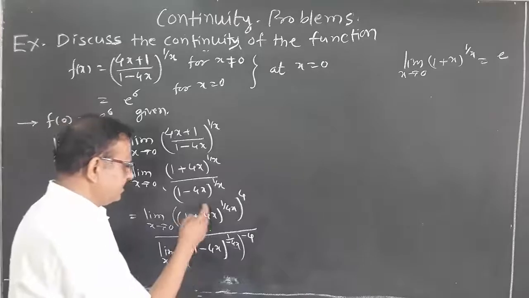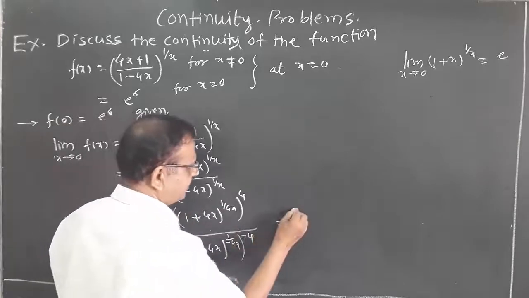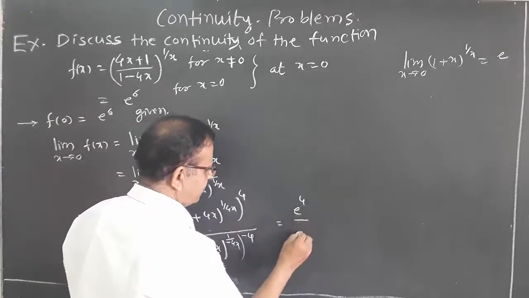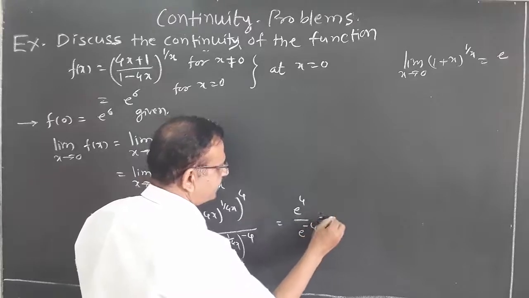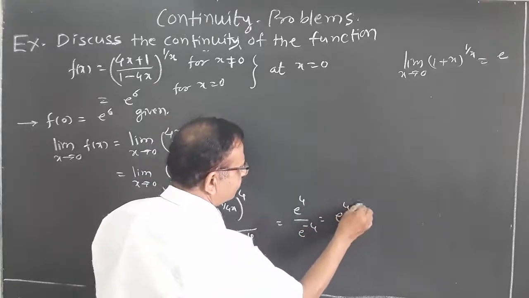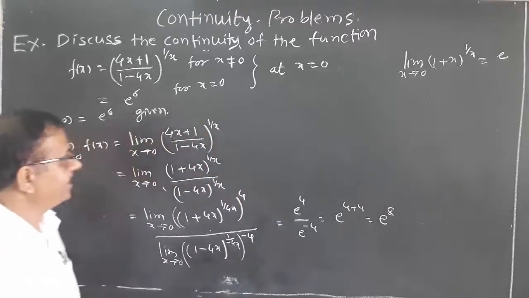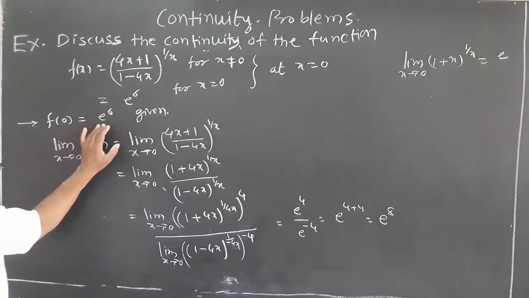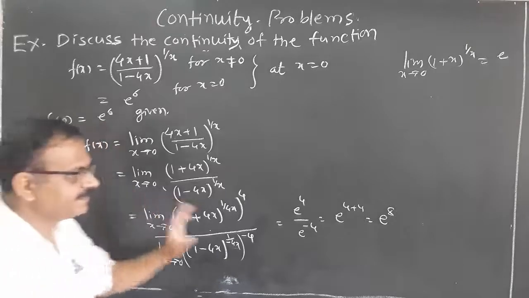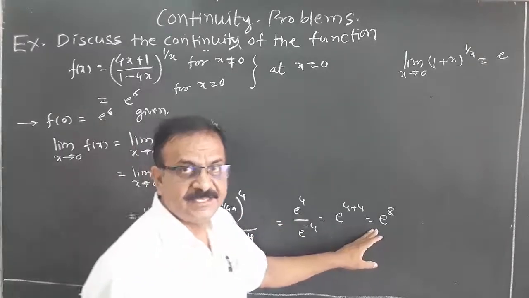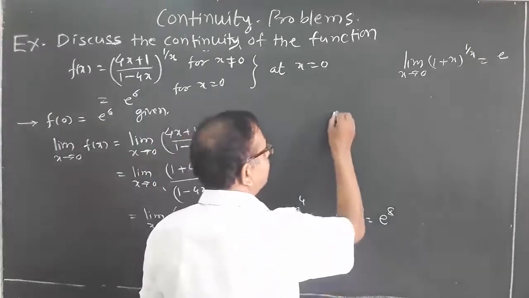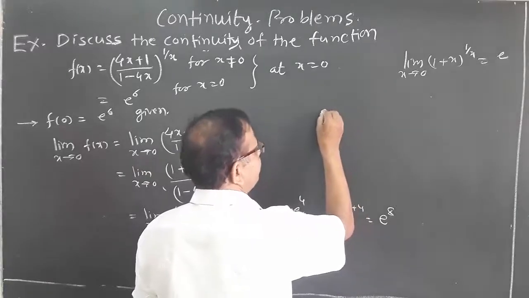Now, this is nothing but e raised to 4 divided by e raised to minus 4 equal to e raised to 4 plus 4 equal to e raised to 8. F of 0 is given as e raised to 6. Limit is e raised to 8. Therefore, we don't have they are equal.